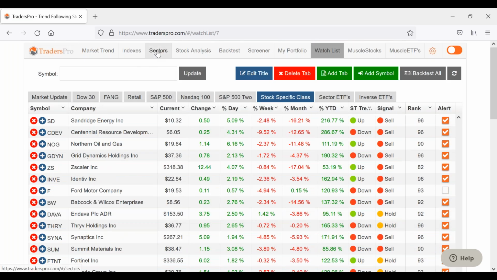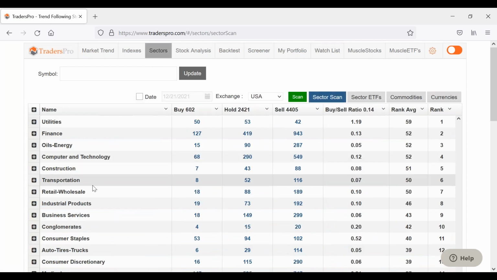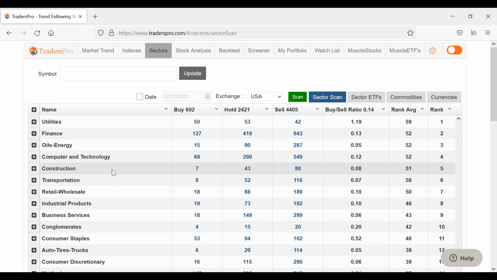Now, I went through a lot of these sectors, and there really isn't anything new. Either we already have the stocks I like out of these sectors in the watch list, so no need to add them again, or I didn't like the patterns.